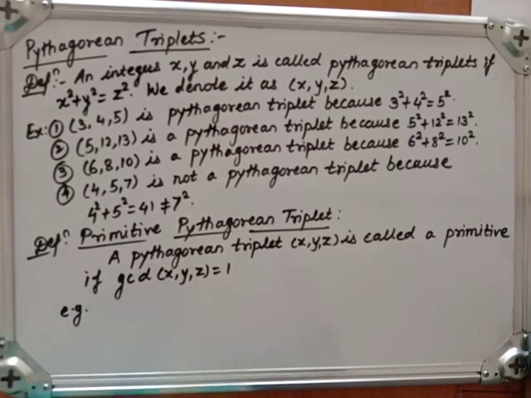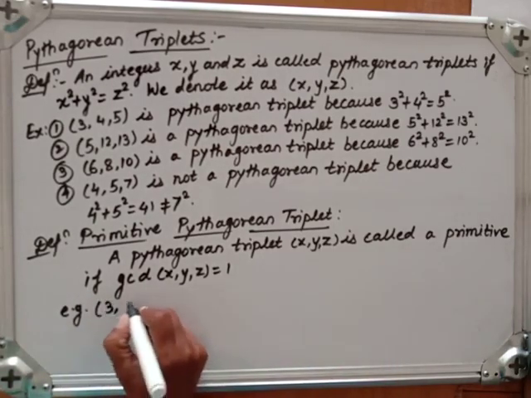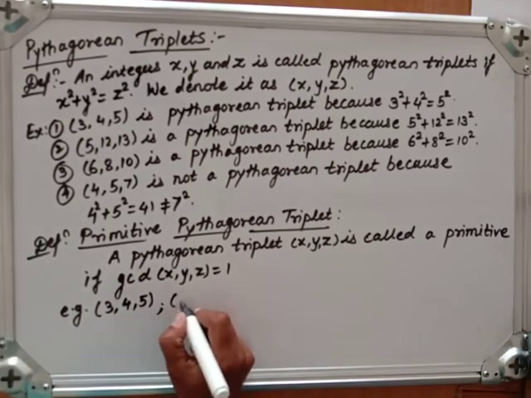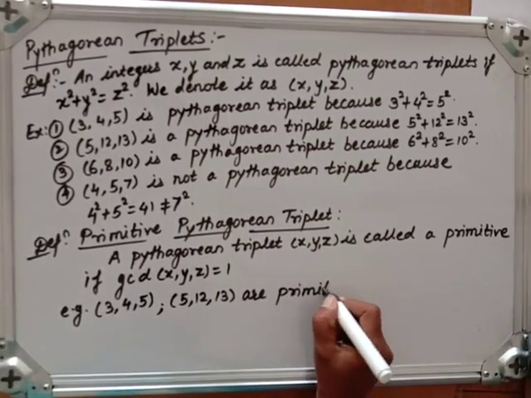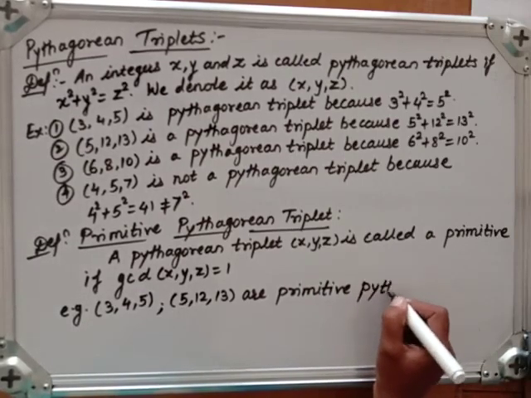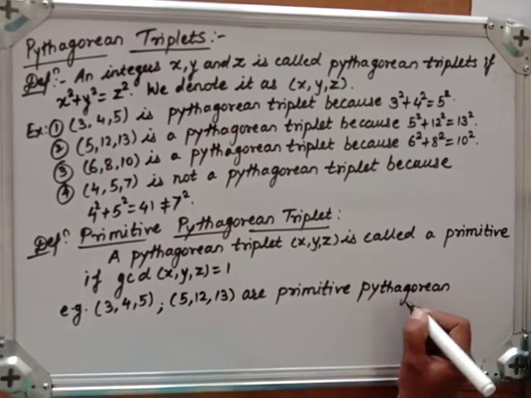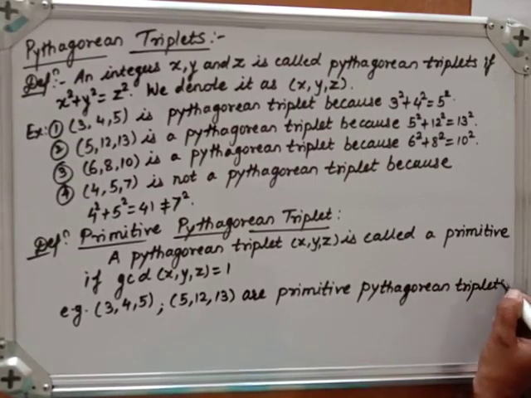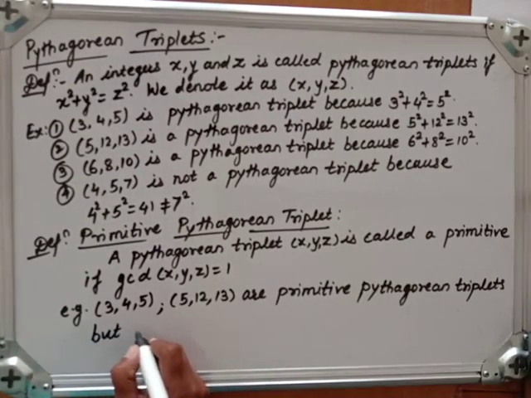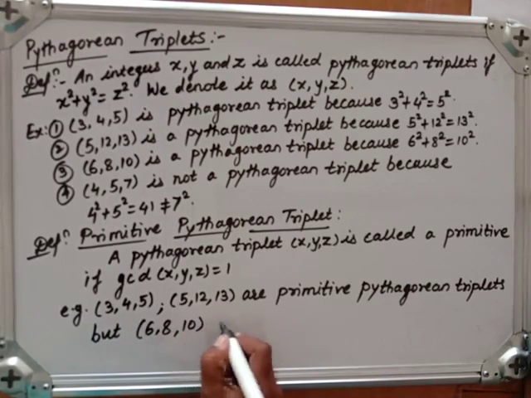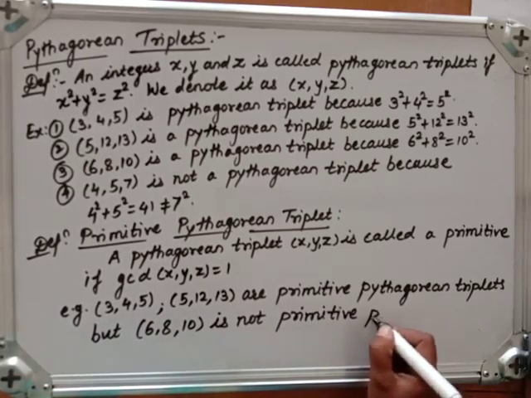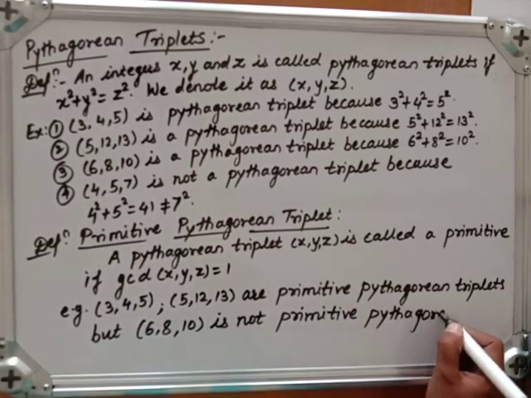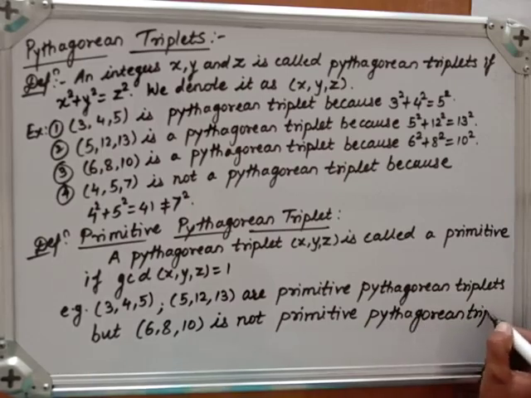For example, (3, 4, 5) and (5, 12, 13) are primitive Pythagorean triplets, but (6, 8, 10) is not a primitive Pythagorean triplet. Now let's see a remark.